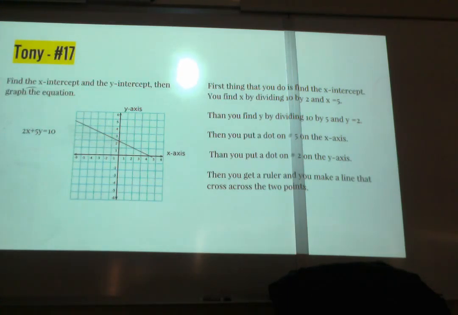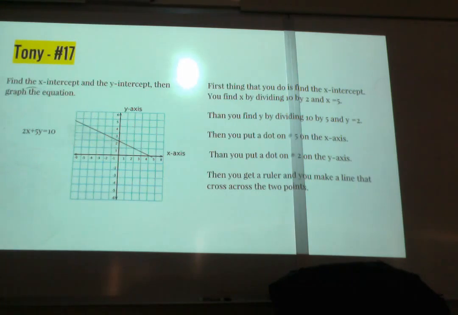Tony. Alright, so I had to find the x and y intercept and graph the equation. The first thing that I did was to find the x-intercept. You divide 10 by 2 and x equals 5. Then you divide 10 by 5 and y equals 2. Then you put a dot on the 5 on the x-axis, and then you put a dot on 2 on the y-axis, and then you get a ruler and you make a line that crosses.